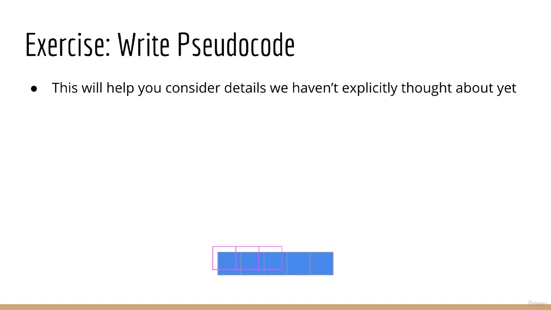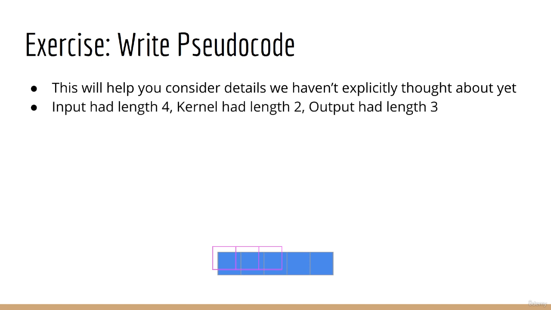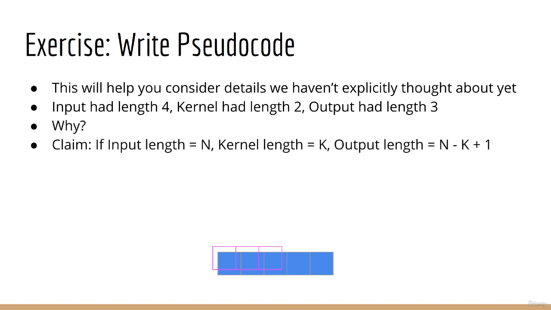If you recall in our example, the input image had length 4, while the kernel had length 2. The output had length 3. So what's the pattern? I claim that if you have an array of length n and a filter of length k, then there are n minus k plus 1 distinct possible positions you can put the filter into. You might want to draw this on paper if you don't see right away why this is true.